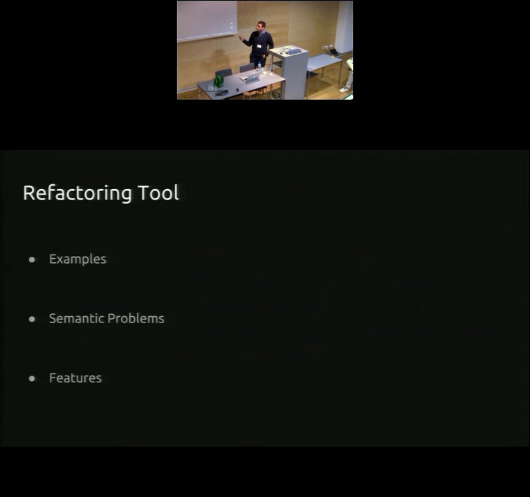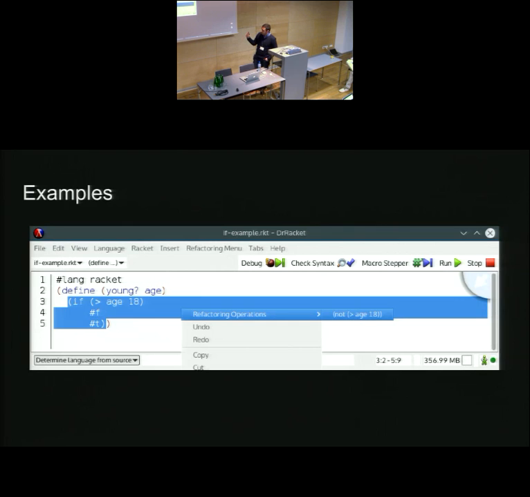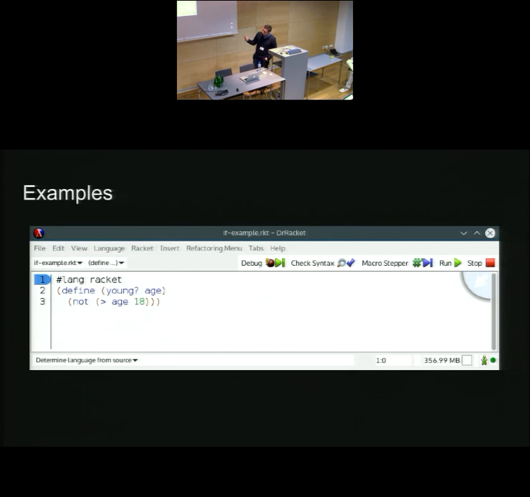Now you're going to see some examples of the refactoring tool, semantic problems faced, and then some features. So this is the initial if that you saw previously in the presentation, and this can be improved to a not. Then this not can also be further improved to less than or equal.